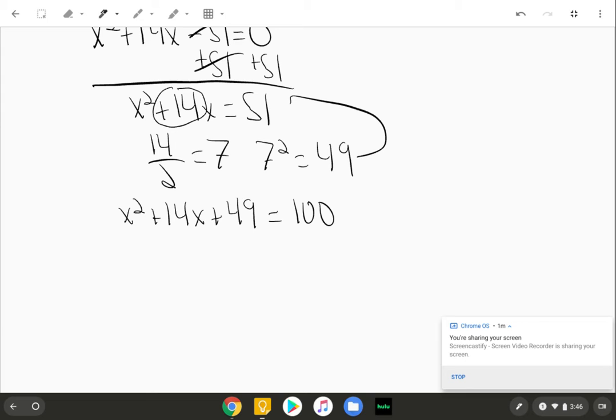Next step is to convert the left-hand side to factored form. So that's going to be our add multiply thing.